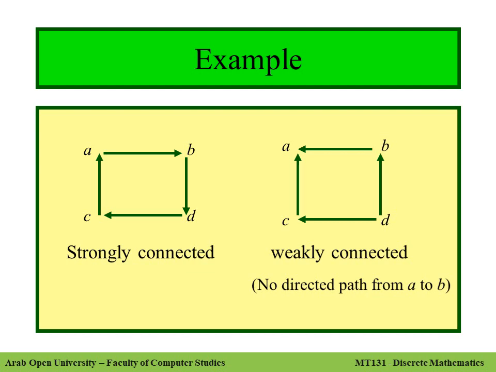The graph on the right is not strongly connected. There is no path that starts at A that goes anywhere. For example, if you take A and D, there's a directed path from D to A, but there is no directed path from A to D. So the graph is not strongly connected. But if you remove the direction, you end up with a connected graph. There is a path between any two vertices. The graph to the right is weakly connected.